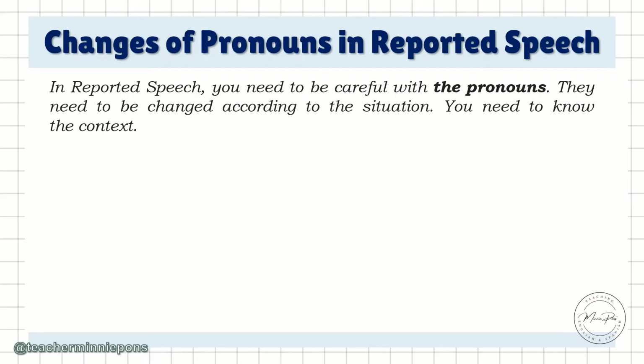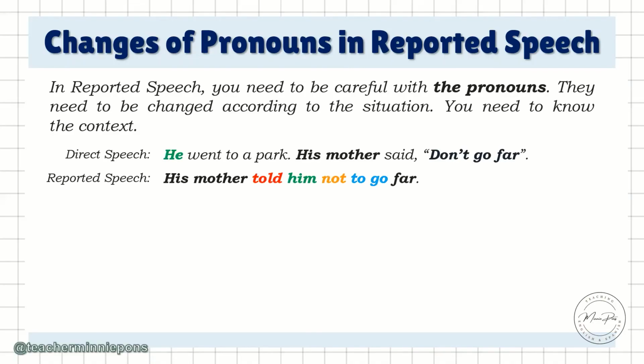And the last part is changes of pronouns in reported speech. In reported speech, you need to be careful with the pronouns. They need to be changed according to the situation. And of course, you need to know the context. Let's see some examples. Direct speech. He went to a park. His mother said, "Don't go far." The reported speech is, his mother told him not to go far.